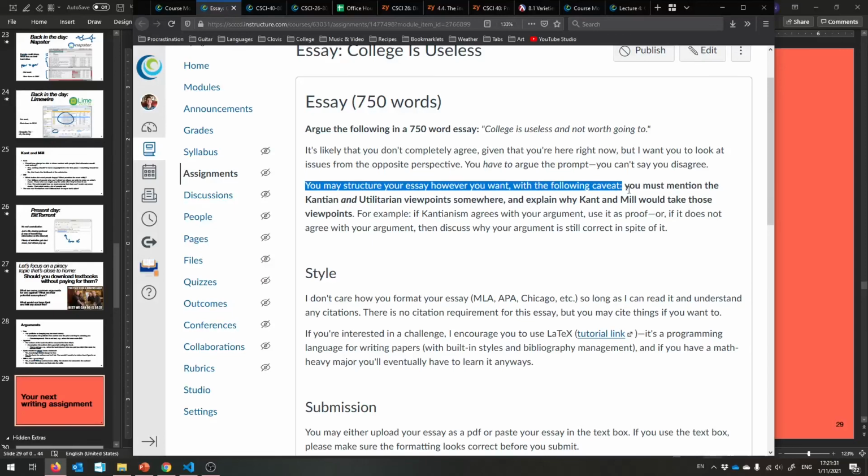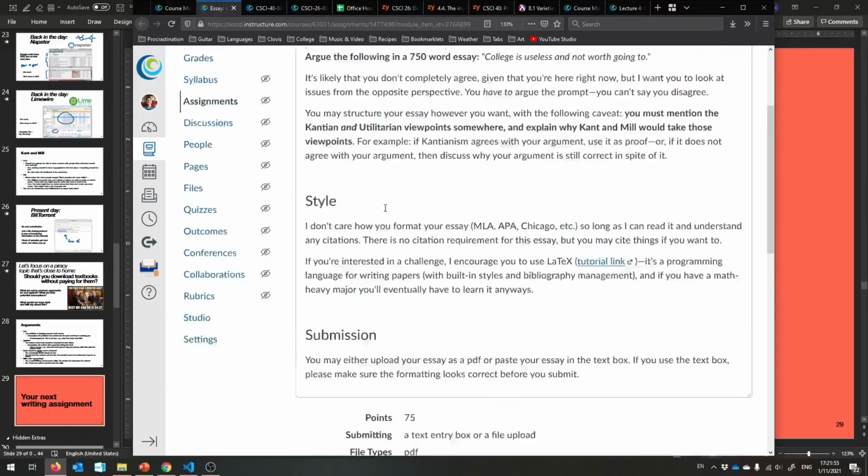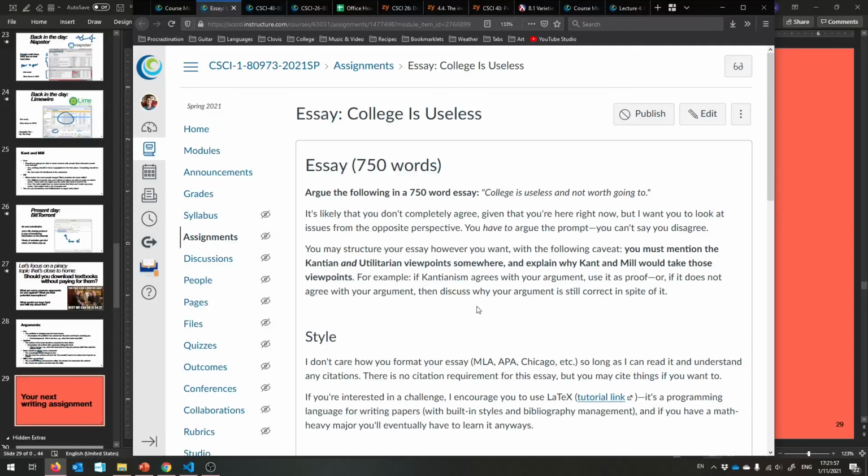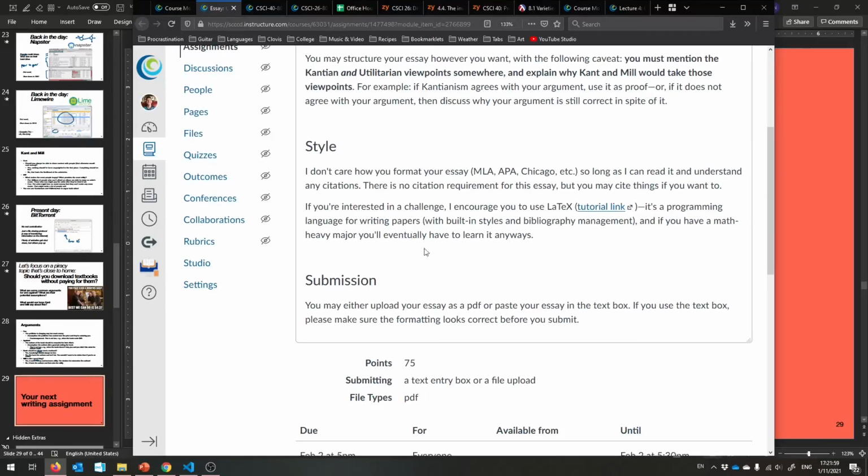But the one thing that I'm going to force you to include in this essay for credit is you must mention both the Kantian and the utilitarian viewpoints somewhere in the essay, and you must explain why Kant and Mill would take those viewpoints. You have to prove to me that you understand Kantianism and utilitarianism. You can't just say, oh yeah, Kant will say no. You have to say, Kant will say no because. That's the idea. There's no requirement to cite anything for this essay, but there will be in the future.